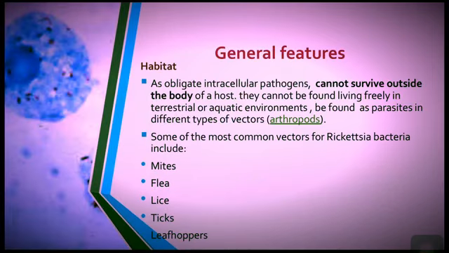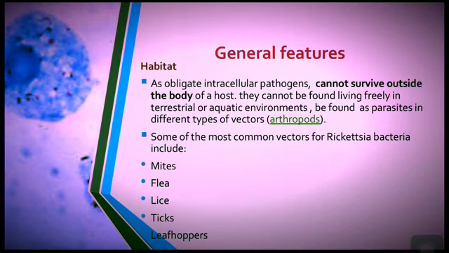Coming to the habitat, they are obligate intracellular pathogens. That means they can live only in the host cells. They cannot survive outside the host cells, so they cannot be found living freely in terrestrial and aquatic environments, but they are present in the form of parasites in different types of arthropods. These arthropods serve as vectors. The arthropods which serve as vectors for Rickettsia include mites, fleas, lice, ticks, and leafhoppers.